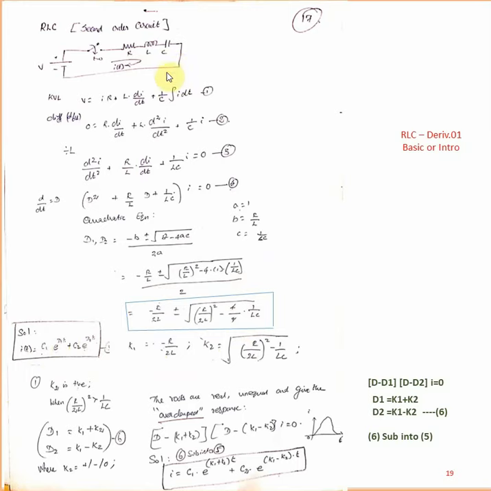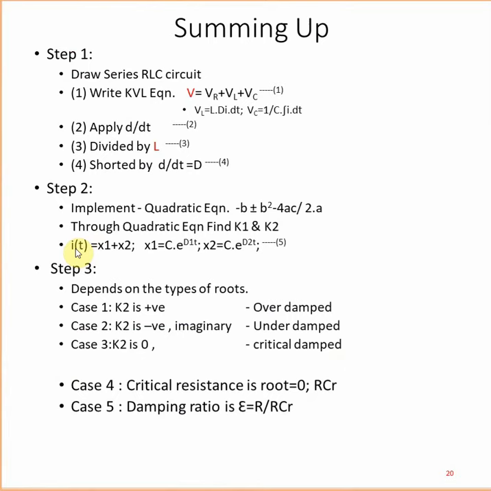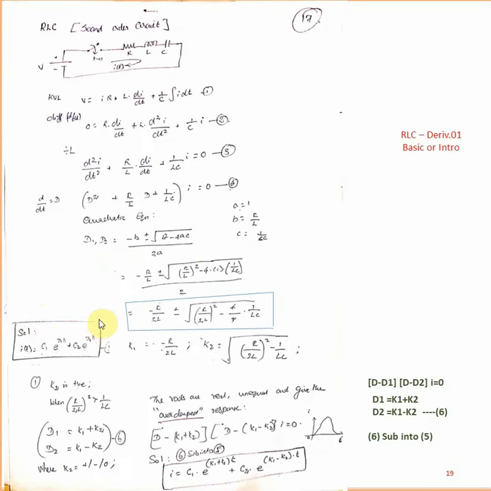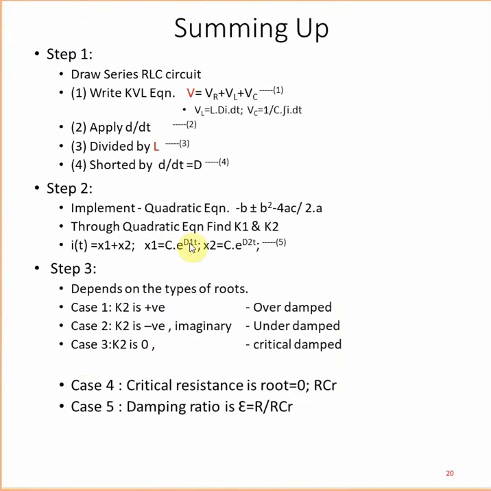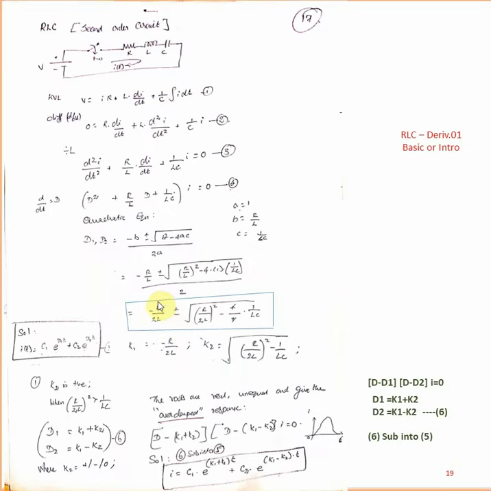In the RLC circuit, how did equation number 5 come? That is my first question. How equation number 5 came: see, I of t is equal to x1 plus x2. X1 is c1 e power d1t, x2 is equal to c2 e power d2t. So the summation of x1 plus x2 is equal to this I of t. So this is equation number 5, which I have written directly here, the x1 plus x2 terms. So x1 is a constant into e power d1t, and a constant into e power d2t. So these are the terms. Here the k1 value and k2 value I have written.